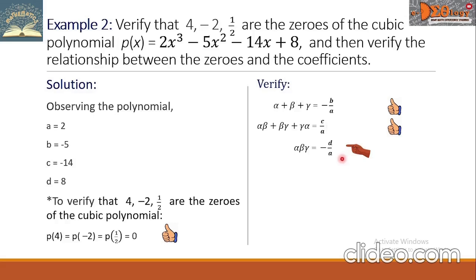What about the third relationship? Let us substitute the values. 4 times negative 2 times 1/2. Is it equal to the negative of d over a? Negative, the d is 8. We write it here, and a is 2. When we multiply, the left side becomes negative 4, which is equal to the right side that is simplified into negative 4. We're able to verify the third relationship.